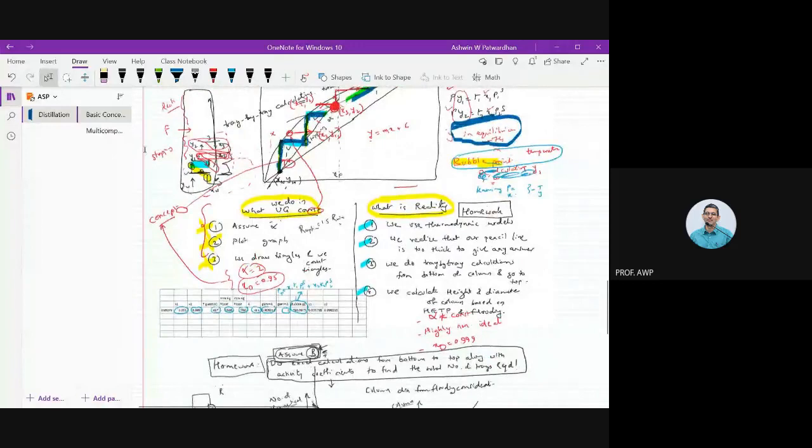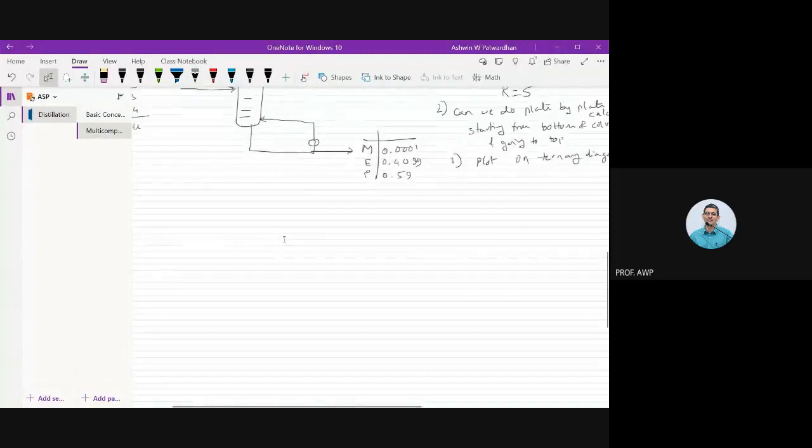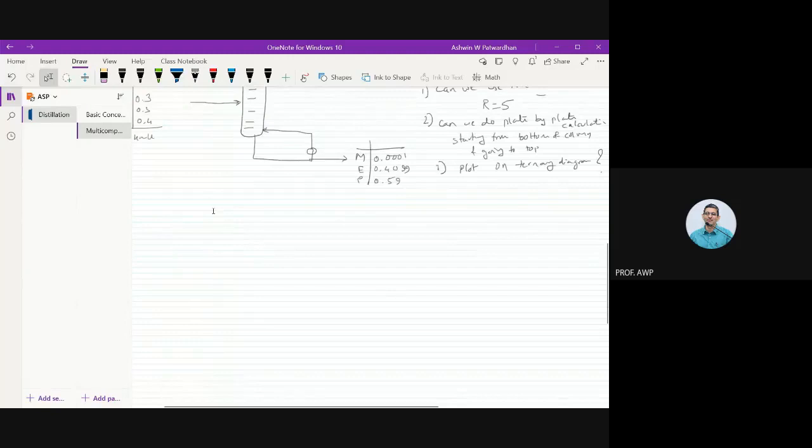So here is what we are going to do next time. Next time we are going to look at azeotropes and how do we separate azeotropes. So that is our next class. Azeotropes, different types of azeotropes, and how do we separate them. That's going to be for the next 3-4 classes. That's what we are going to do, separating azeotropes.